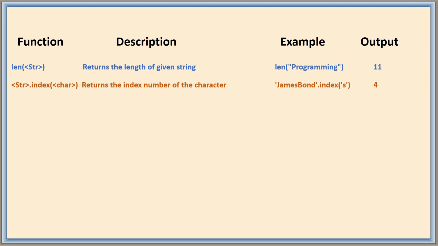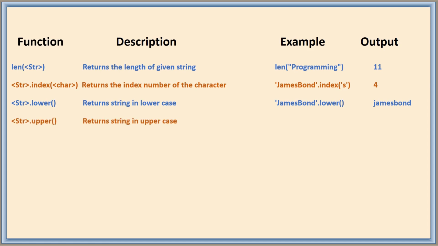Next, in case we need to convert the string totally into lowercase, that is small alphabets, we have the function lower(). For example, "James Bond".lower(), all the letters in that string will be converted to lowercase and then returned. Similarly, we also have upper(), so that all the characters in the string will be converted to uppercase and returned. Again the example "James Bond".upper(), now you can see all the characters are converted to uppercase.